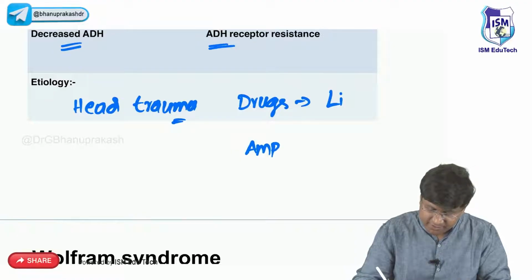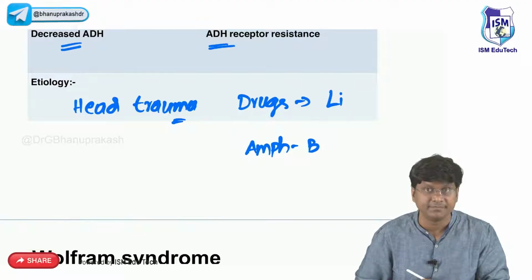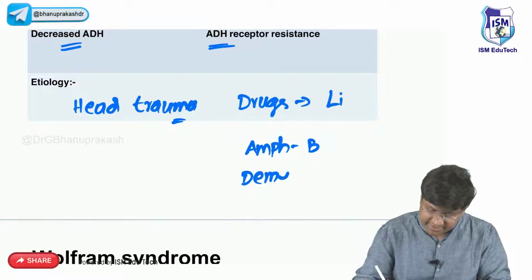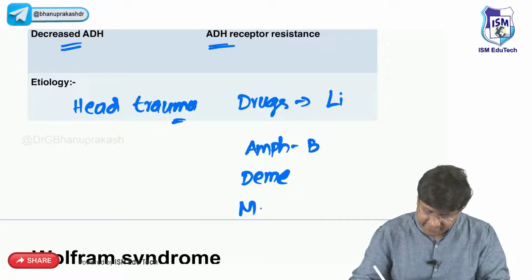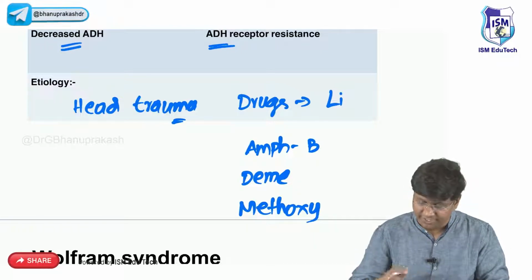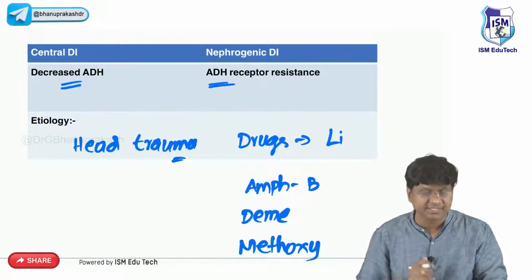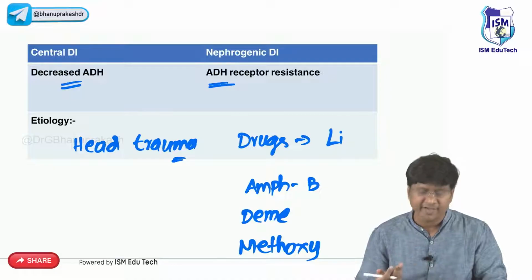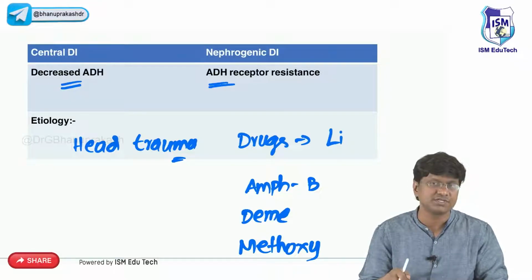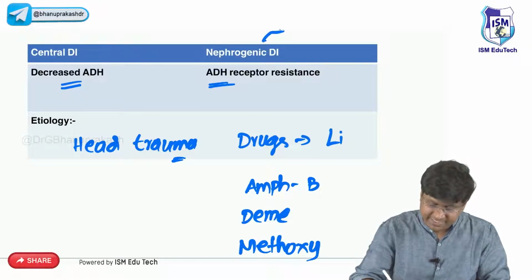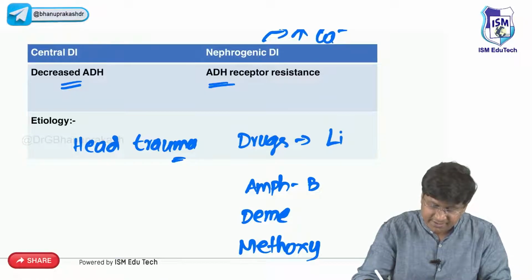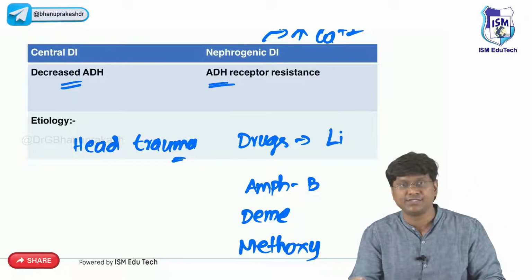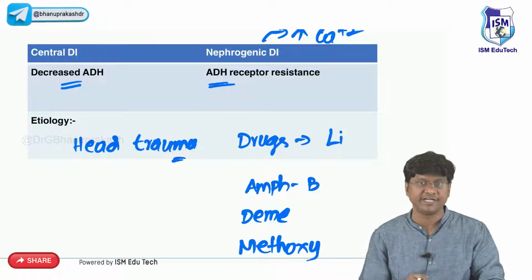Then the other important drugs are amphotericin B, demeclocycline, and methoxyflurane. So these are the drugs which can cause nephrogenic diabetes insipidus. And we have metabolic conditions which can cause nephrogenic diabetes insipidus, that is hypercalcemia as well as hypercalciuria. Even that can also cause nephrogenic diabetes insipidus.